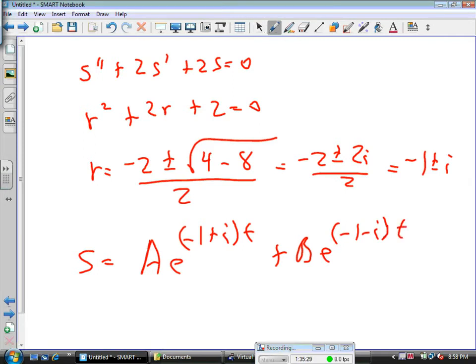And that's all you can say if you don't have initial conditions. You have a general solution. That's it. Done. But wait, here are some initial conditions. What if? Let's go to the next page.